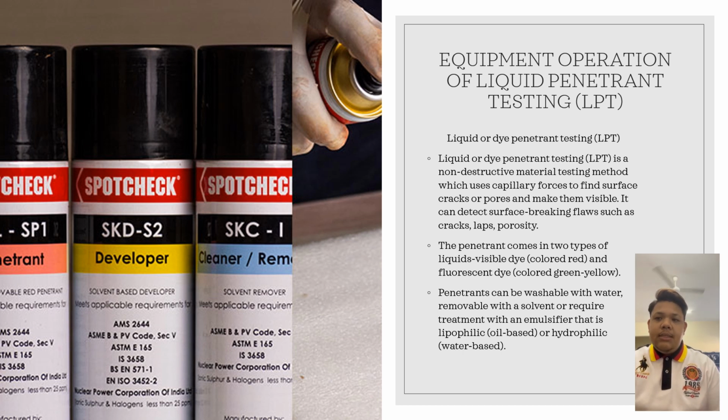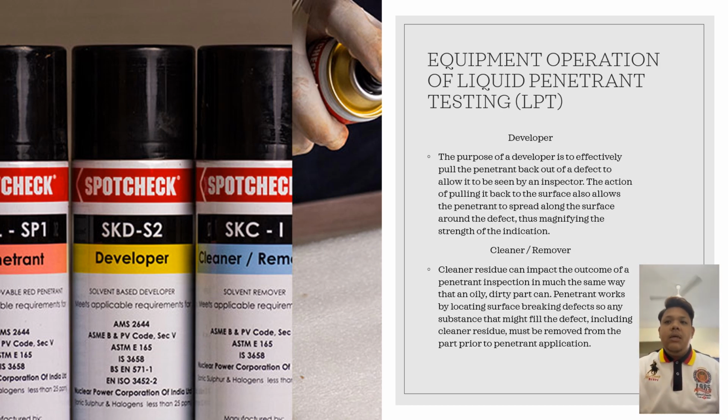Next, the penetrant comes in two types of liquid: visible dye, where the dye will be red in color, and fluorescent dye, where the color is green-yellow. Next, the penetrant can be washable with water, removable with a solvent, or require treatment with an emulsifier, that is lipophilic, which can be called oil base, or hydrophilic, which is water base. Thank you.